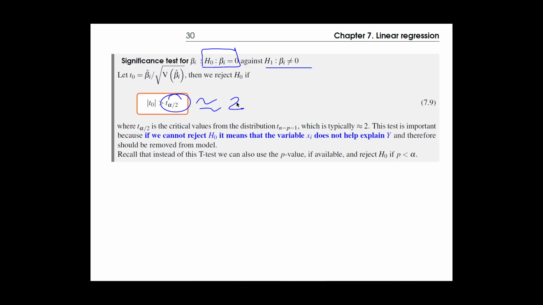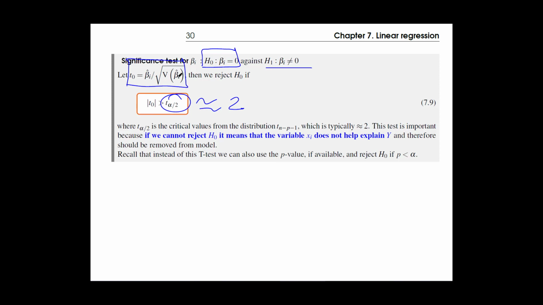So you want these t-statistics for the betas, the beta hat divided by the standard error, to be greater than 2 in absolute value. That means that that variable has an explanatory power in the model.